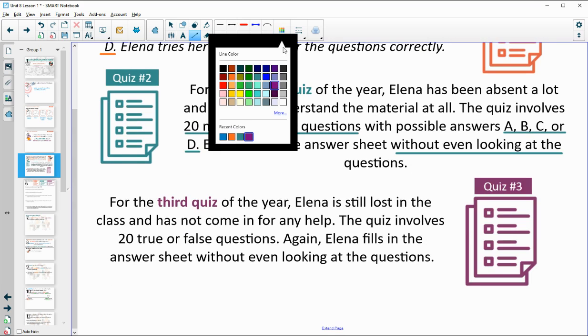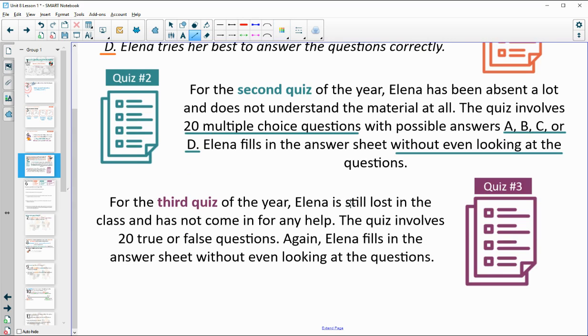For the third quiz, Elena is still lost in the class and has not come in for any help. The quiz involves 20 questions again. This time they are true and false. And again, Elena answers without even looking at the questions.